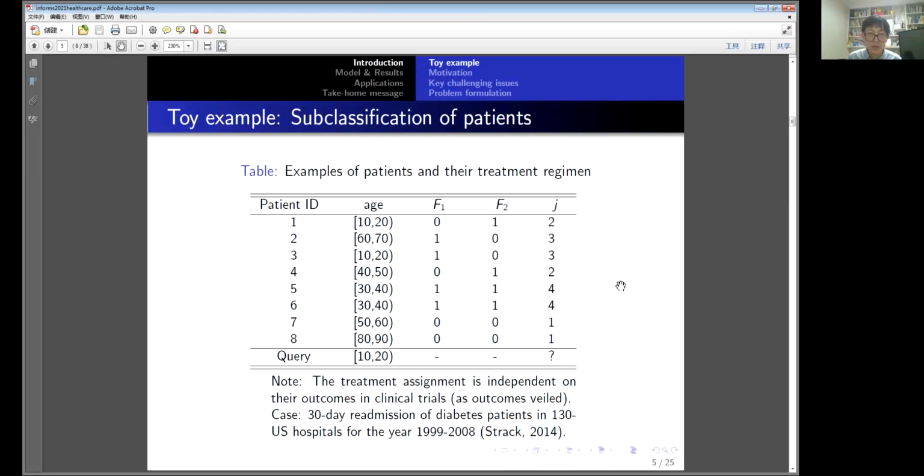This table shows examples of patients and their treatment regimens. There are 8 patients. This table shows the patient ID, age, and the treatment regimen. The treatment assignment is independent of the outcomes in clinical trials, whereas outcomes vary in observational data. Those datasets are collected from 30-day readmission of diabetes patients in 130 U.S. hospitals for the years 1999-2008. The age ranges from 10 to 90.